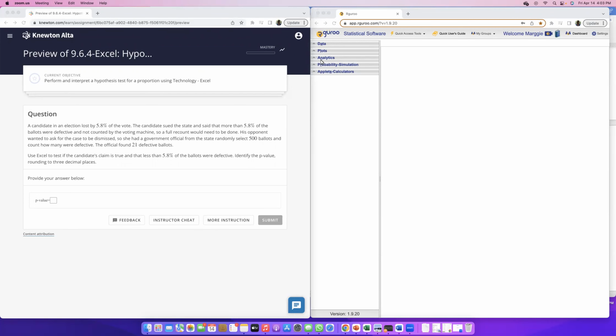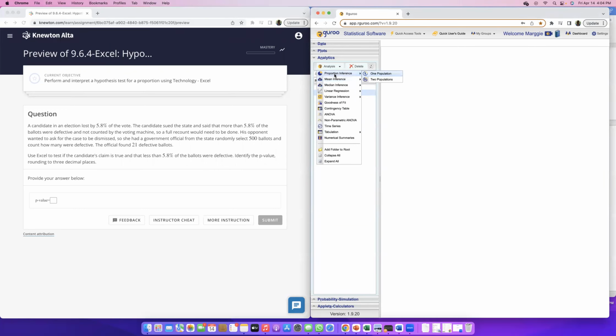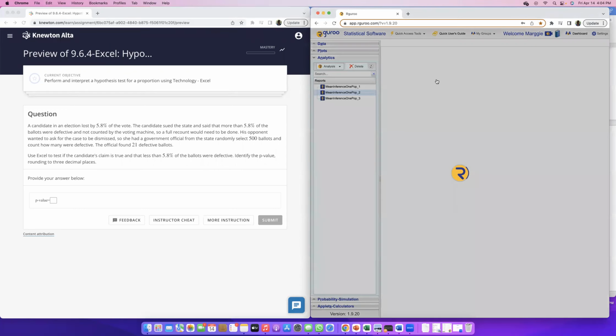All right, let's perform and interpret hypothesis testing for a proportion of one population using RGuroo. So we have our problem, and in RGuroo, we are going to Analytics, Analysis, Proportion Inference, and One Population.